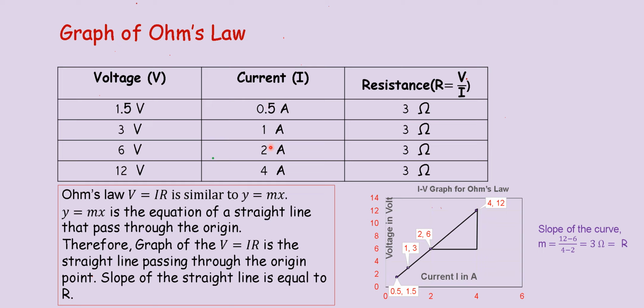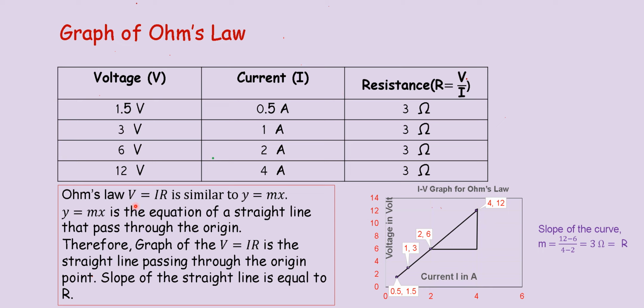Look very carefully. When voltage has been doubled, the current has also been doubled. 1 ampere is 2 times 0.5 ampere. 2 ampere is double of 1 ampere. 4 ampere is double of 2 ampere. But for all cases, the resistance of the material is the same, and it is 3 ohm. During the Ohm's law experiment, temperature remains constant. Therefore, resistance remains constant.